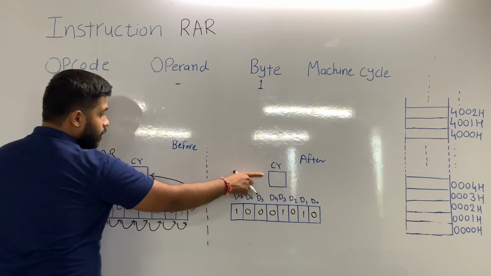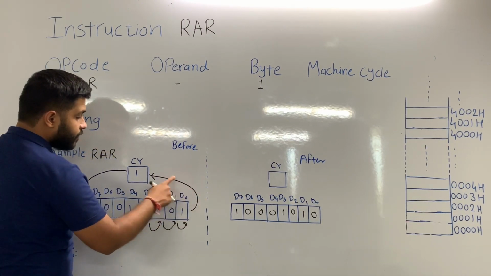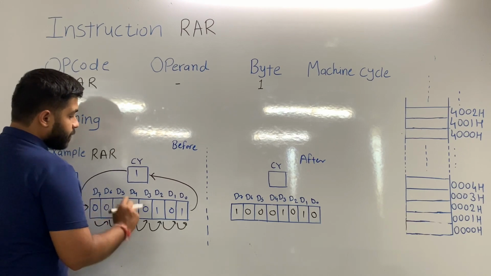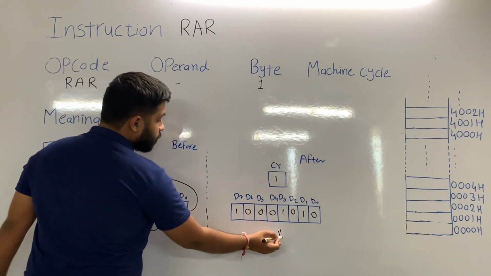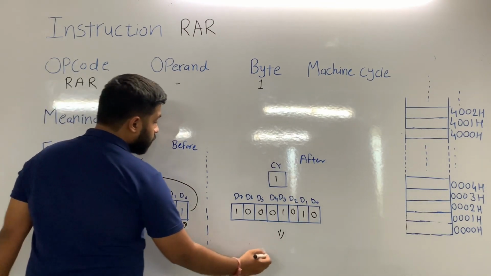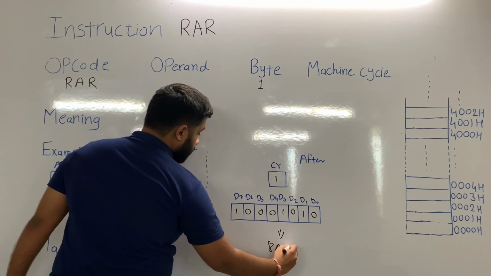Now what will be the value of carry flag? You can see that D0 is shifted to carry. It means the value of the carry will be 1. If you convert this number into hexadecimal, you will get 8AH.